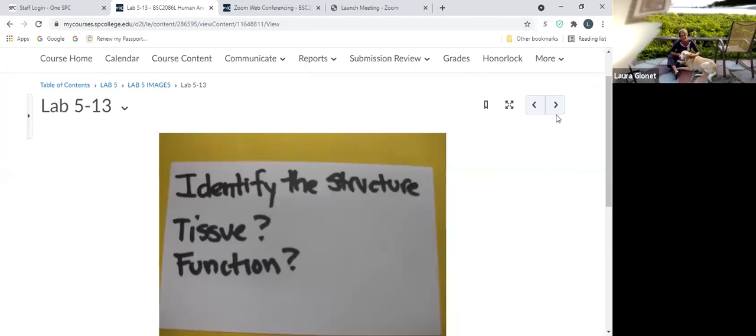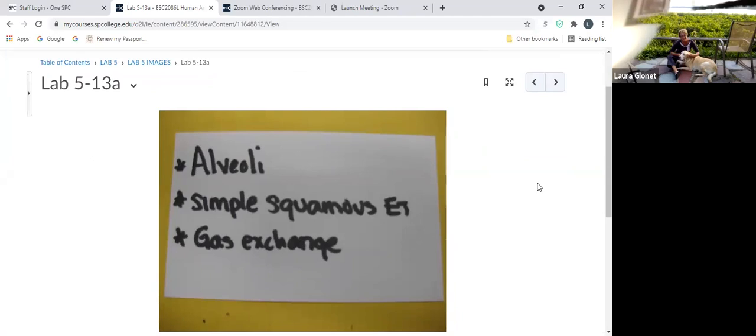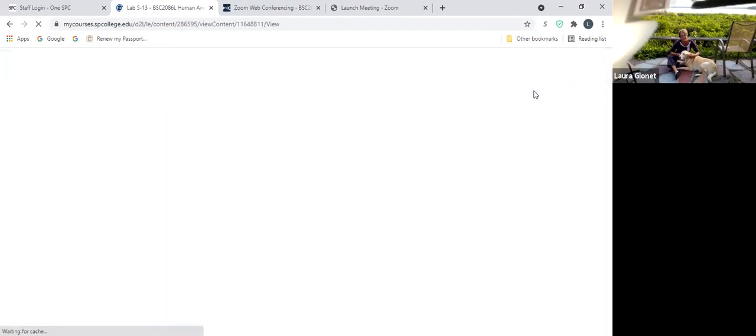Okay, identify the structure, tissue, function. We just did. So alveoli, simple squamous epithelium, and gas exchange. So the alveoli is composed of simple squamous epithelium and functions in gas exchange. Let me just go back real quick.